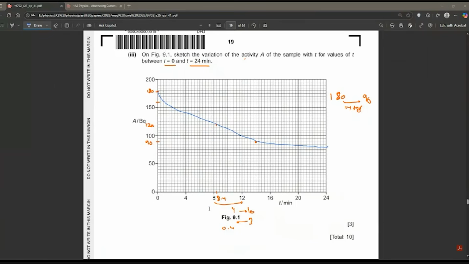Yeah. ये इस तरह का आप कर्व बना लोगे यहाँ पे. That will be it for this question. Next सवाल पे आते हैं. Let's move on to the next question.